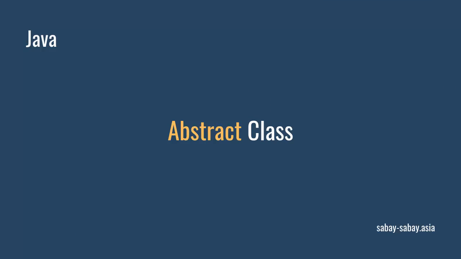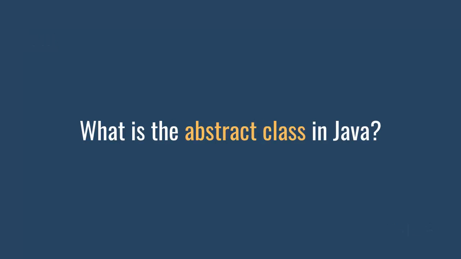In Java programming, there is an abstract class. I'm going to share with you an abstract class. What is an abstract class in Java? An abstract class in Java is declared using the abstract keyword.